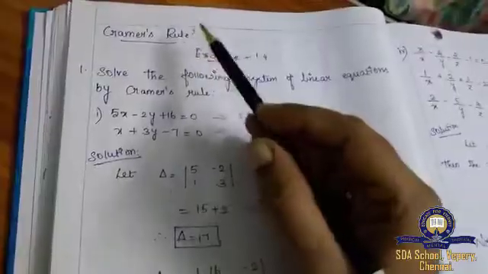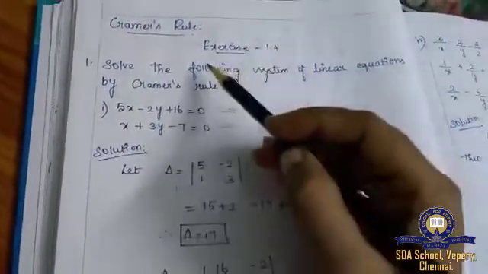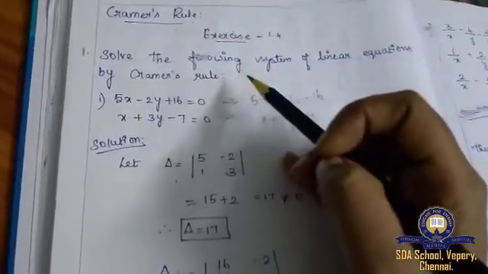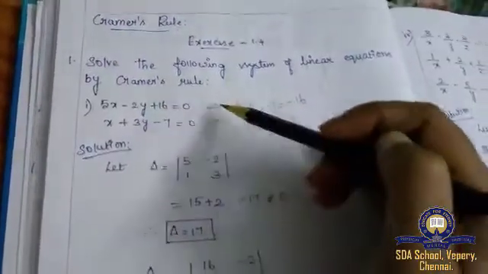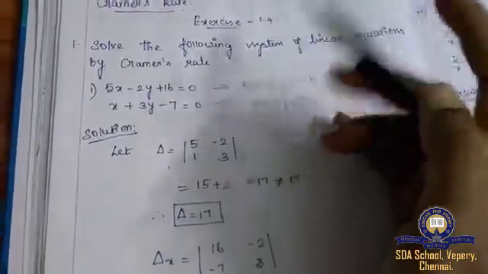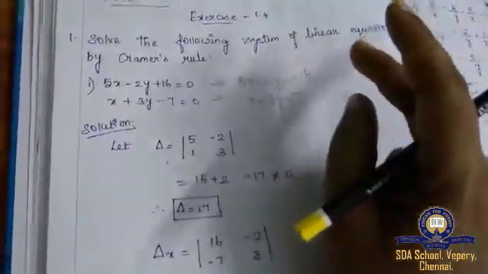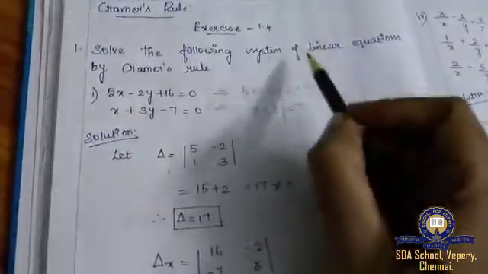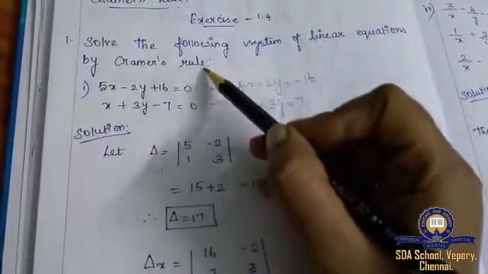Next thing is Cramer's rule, that is exercise 1.4. In this exercise also you will be having 5 sums. Okay, the first sum, under the first sum you will be having 4 subdivisions, 2 2 cross 2 matrix and 2 3 cross 3 matrix. So I'll be doing one 2 cross 2 and one 3 cross 3, and the rest of the sums you can do on your own. Okay children, so see the question. Solve the following system of linear equations by Cramer's rule.